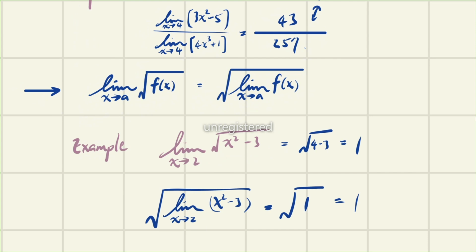Okay, so these are a few computational techniques. Basic ones, like adding, subtracting, multiplying and dividing. It's the same operation whether you take the limit first or you take the limit later.